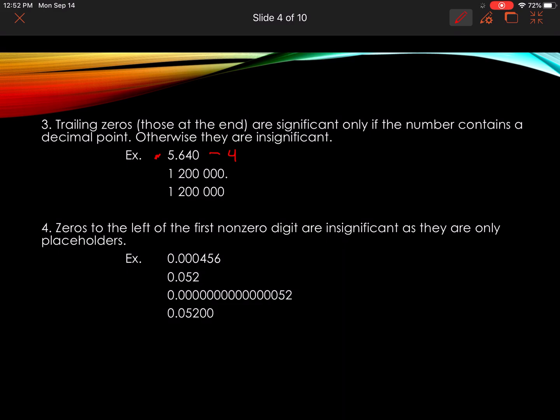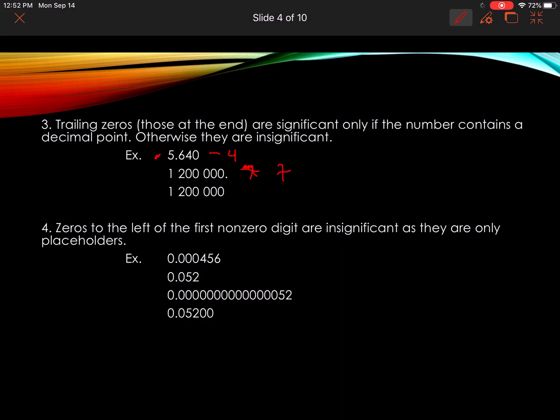The next number here, I've got 1,200,000. Now I've got a decimal there, and that decimal is showing me that all of those values are significant. So what that means is you've got 1,200,000 exactly. It's exactly that to the ones, like you know that for sure. So this is going to have 7 sig figs. Sorry, that 7 looks a little funny.